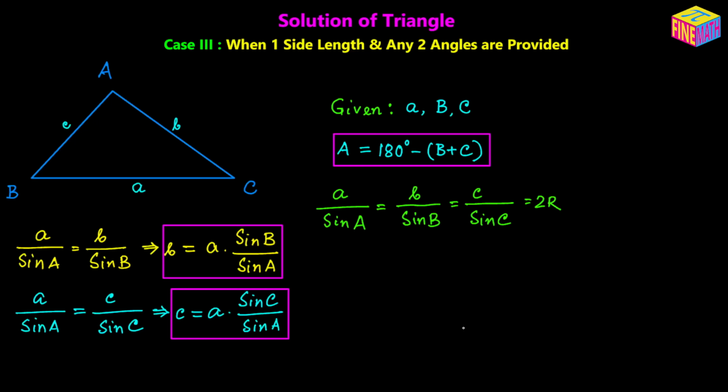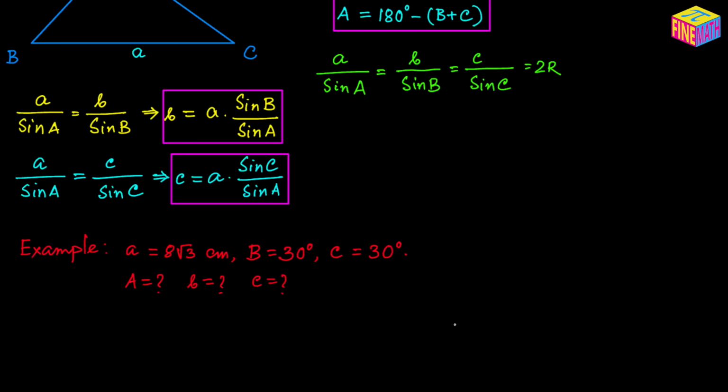Next we are going to take an example. Let's suppose we have an example like this, where the side length a for a triangle has been provided as 8 times square root of 3 cm. Angle B is 30 degrees, angle C is also 30 degrees. We have to find out the three other attributes, which are the angle A, the side length b and the side length c.